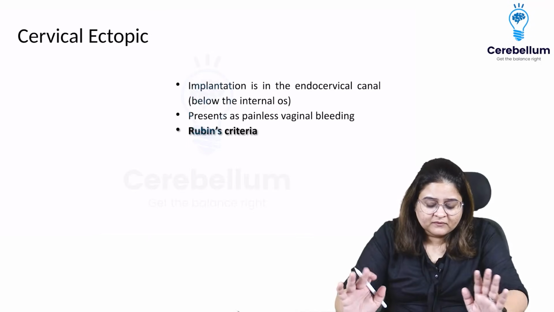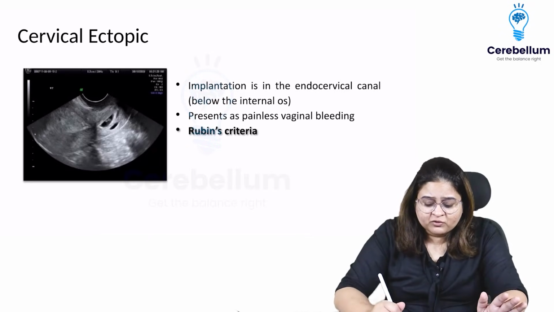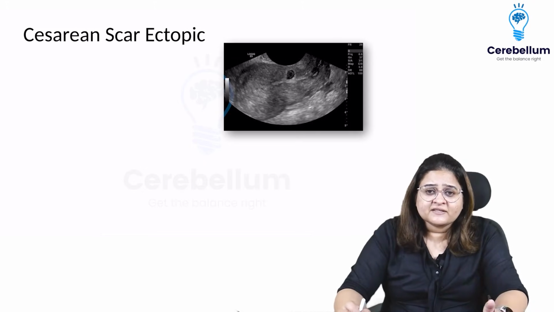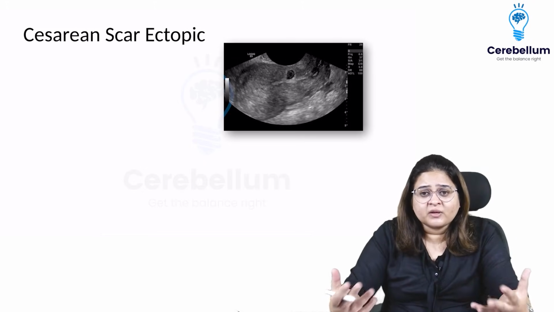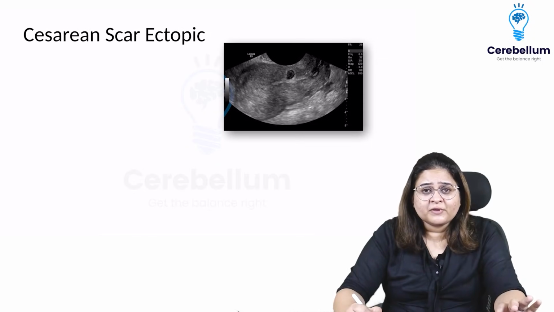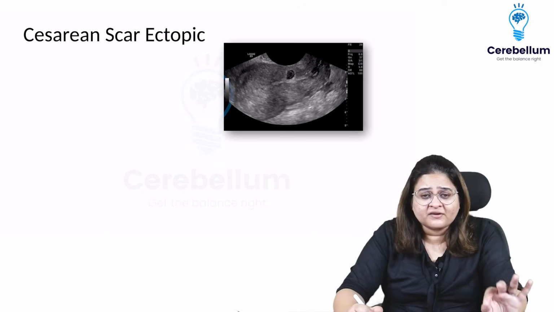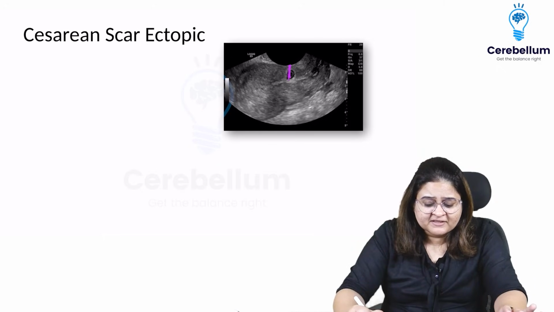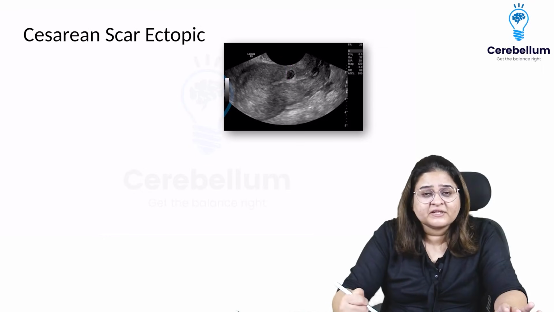Okay. Cervical ectopic, Rubin's criteria. You don't have to remember the names, they've never been asked. This is anyway a quick revision video. Caesarean scar ectopic is something which is now coming up, so you should know how it looks. It is an ectopic pregnancy which is embedded in the myometrium of the previous caesarean scar. And the caesarean scar, we know, is usually a lower segment caesarean scar. This is where the scar would have been given.